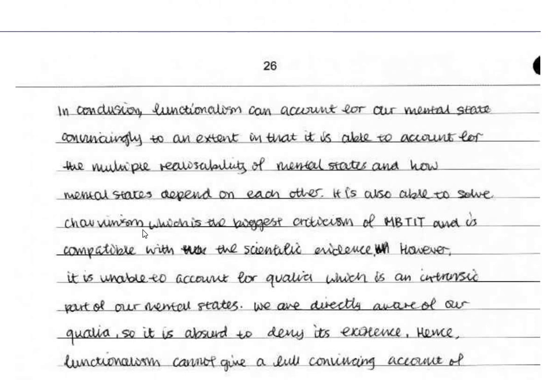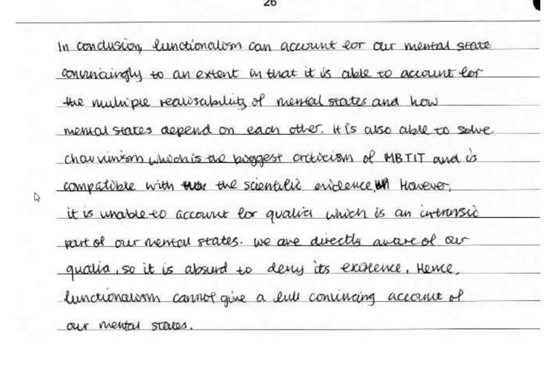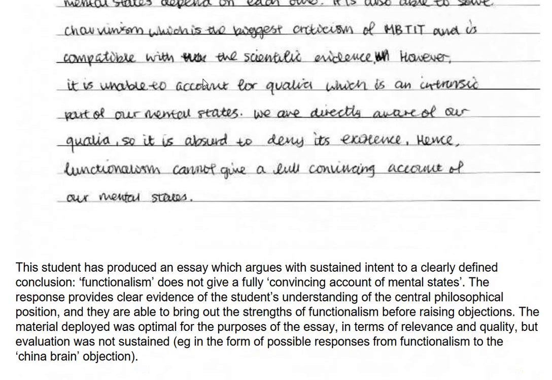Okay. In conclusion, functionalism can account for our mental states convincingly to an extent, love that, in that it is able to account for the multiple realizability of mental states and how mental states depend on each other. It is also able to solve chauvinism, which is the biggest criticism of type identity theory, and is compatible with the scientific evidence. However, it is unable to account for qualia, which is an intrinsic part of mental states. We are directly aware of our qualia, so it is absurd to deny its existence. Hence, functionalism cannot give a full convincing account of our mental states.